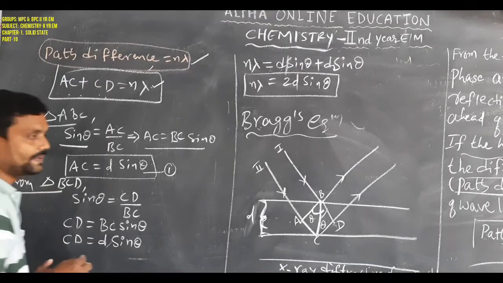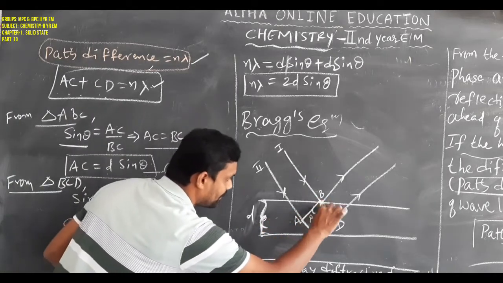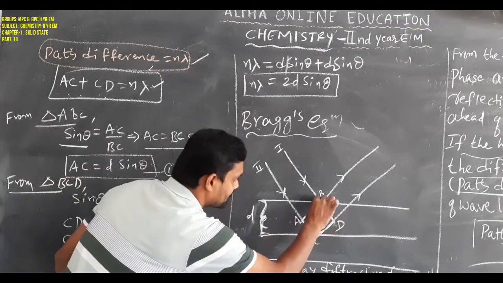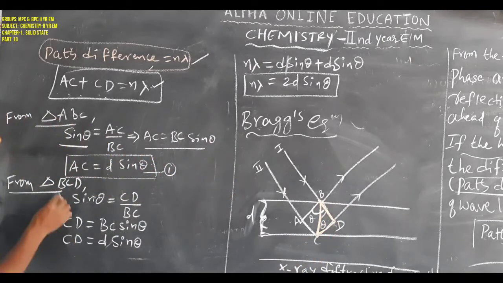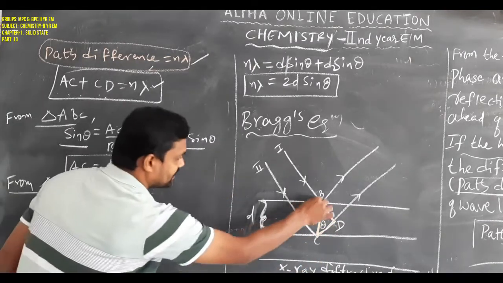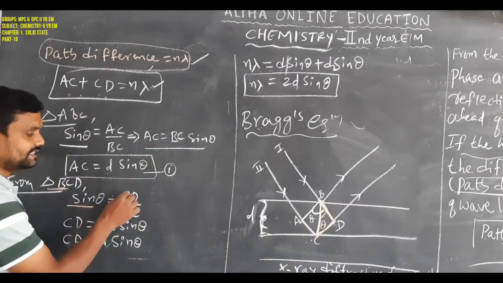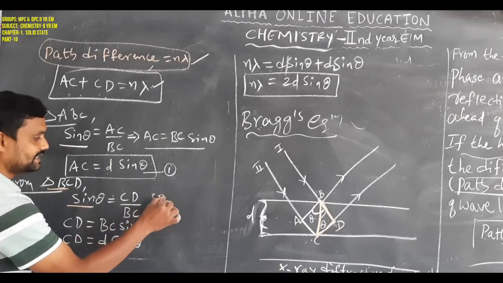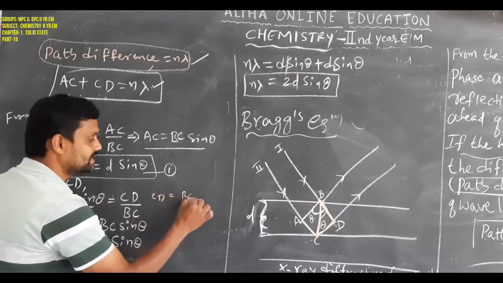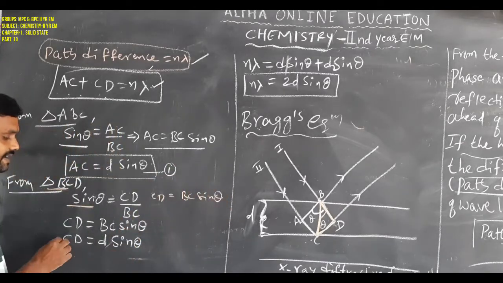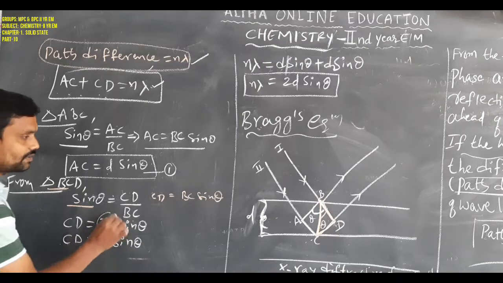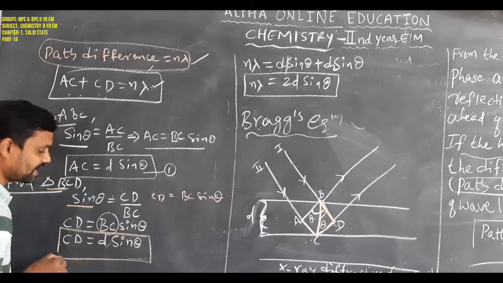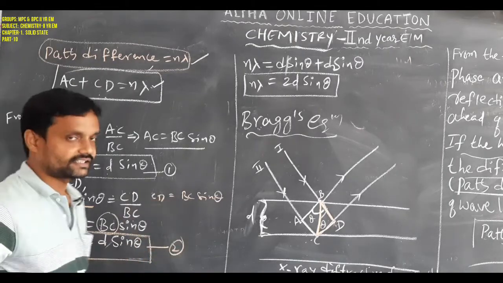Similarly, from triangle BCD, sin theta is equal to CD by BC. From that, CD is equal to BC sin theta. Here also the length BC is d. So CD is equal to d sin theta. Let this be equation 2.